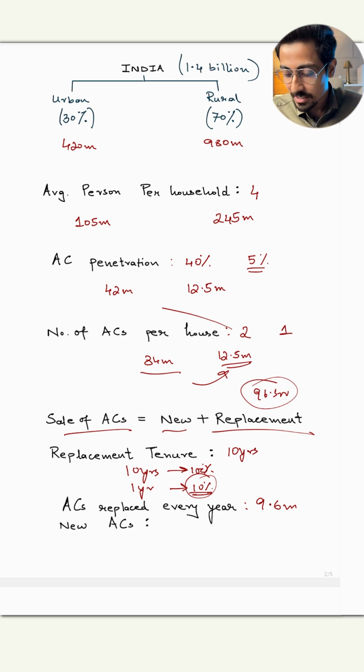and for new ACs you can consider 5% growth in the existing ACs every year, which is also a rational estimate considering the economy growth as well. So 5% of 96.5, or you can do this by 2, which is 4.8 million. So total number of ACs sold every year will be 9.6 plus 4.8, which is 14.4 million.